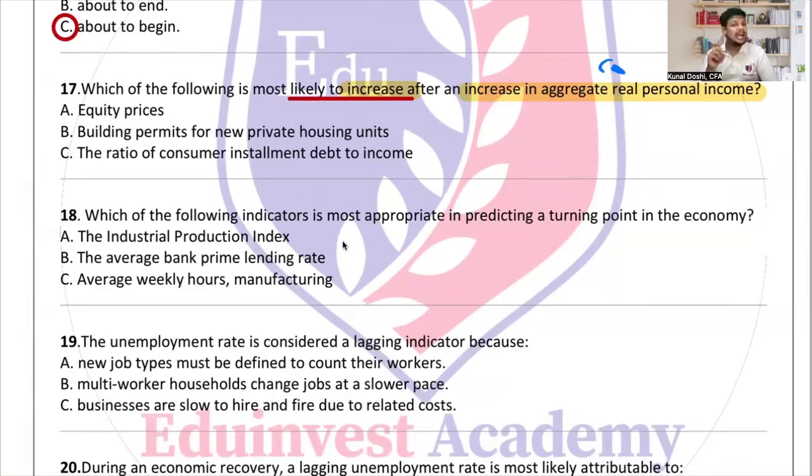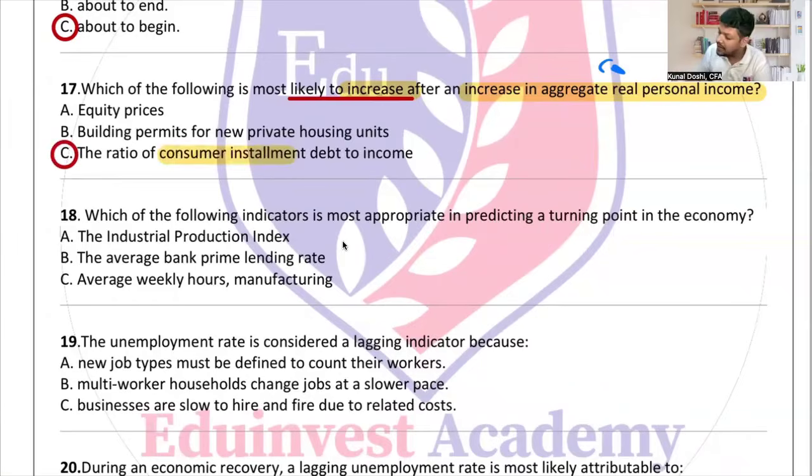Equity prices. Guys, equity prices are leading indicators, so they have already increased. In fact, equity prices don't wait for the indicator. Markets have already reflected that. Markets react first. So not equity prices. Building permits, also leading indicators. Understood? So the ratio of consumer installment debt to income, yes.